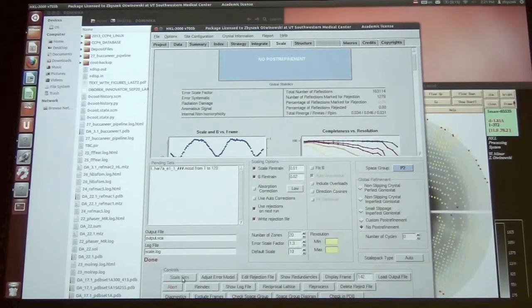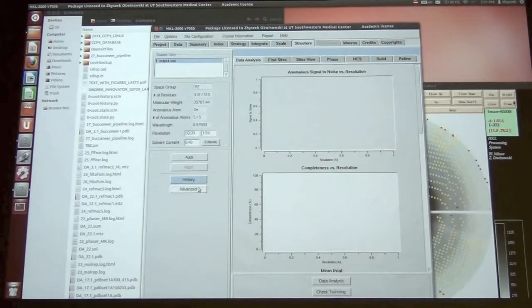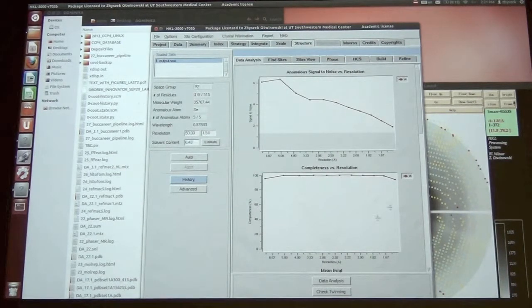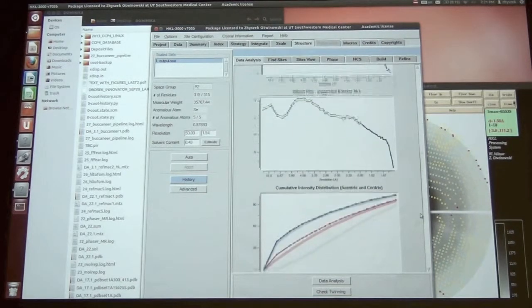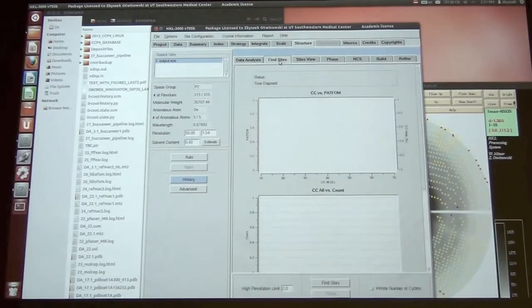Okay. You can go down to the structure. So first of all, you can see what that is. We have a strong signal to noise. You can check for twinning. Essentially, that's what it's always looking for. Okay, we have a nice distribution of observed and calculated ones. Fine.